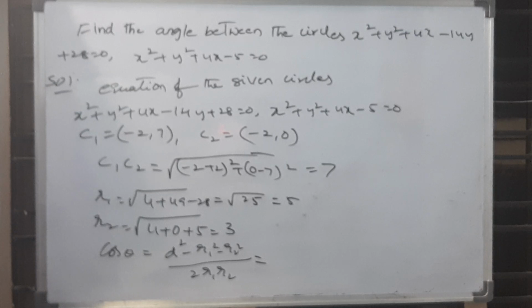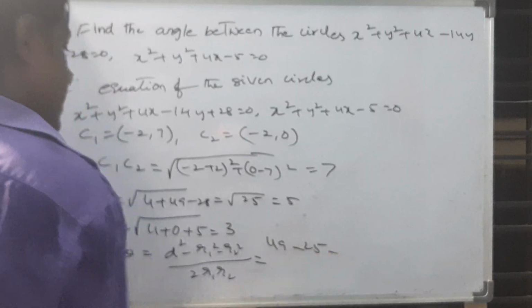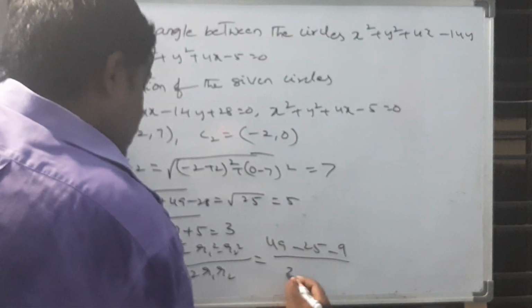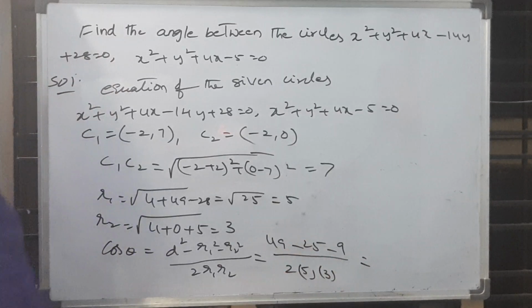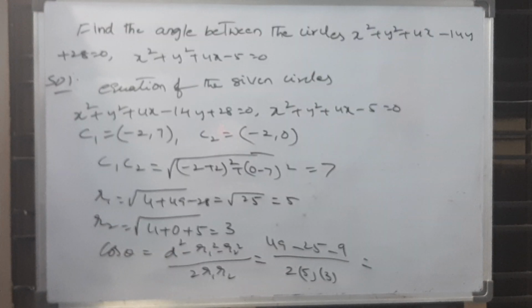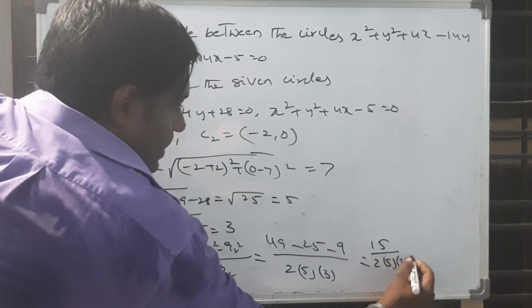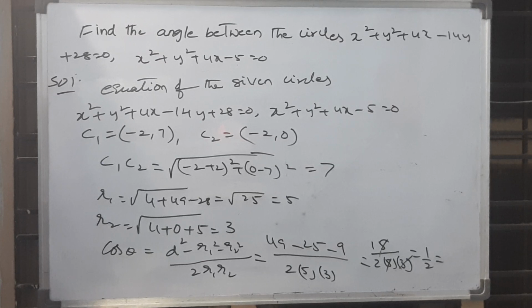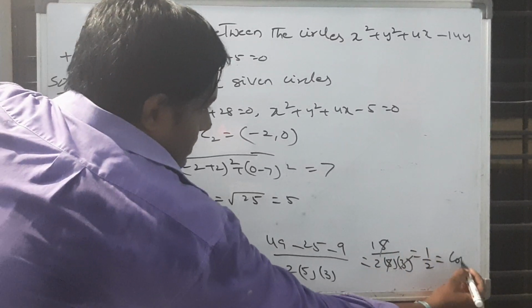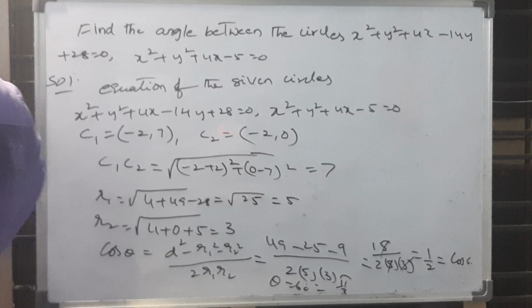D square is 7 square, which is 49. R1 square is 5 square, 25, minus 3 square, 9, by 2 into R1 R2. R1 is 5, R2 is 3. So 25 plus 9 is 34, and 49 minus 34 is 15. 15 by 2 into 5 into 3. Here 15 cancels and it is 1 by 2. So cos theta is 1 by 2, which is cos 60. So theta is equal to 60 degrees, that means pi by 3. Theta is pi by 3.